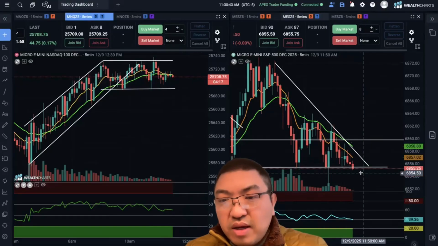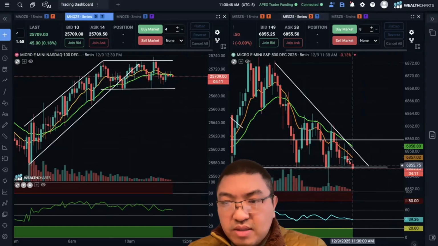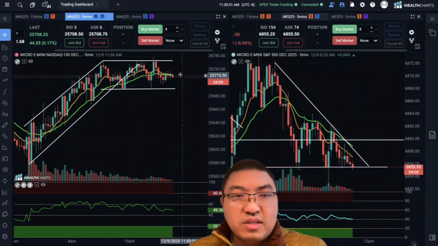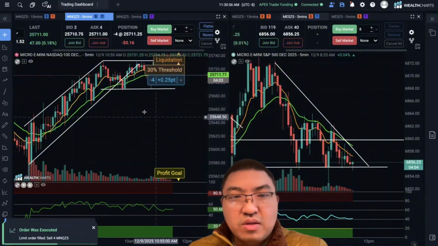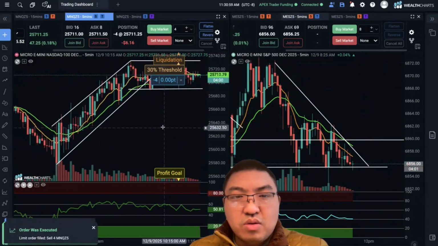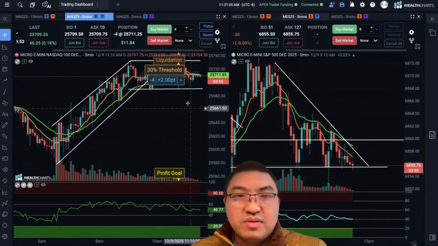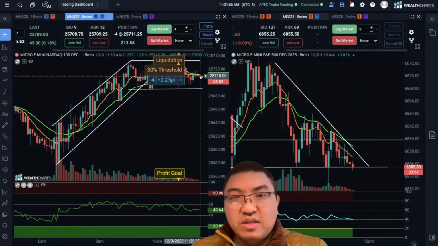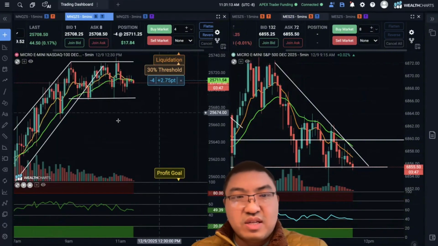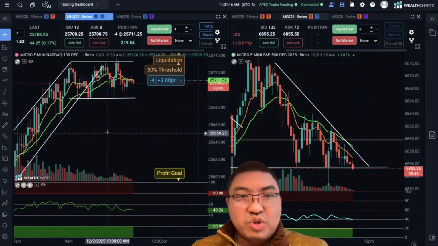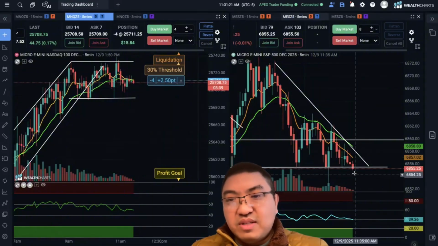Okay. It looks like ES is trying to break the line, moving down, while NQ is still sideways, somewhere around here. ES is moving down. NQ is sideways. It's still in the range, so a little bit risky because it's in the middle of the range. It's not alive for our setup. But let's just try the short here, assuming that it breaks out to the downside.